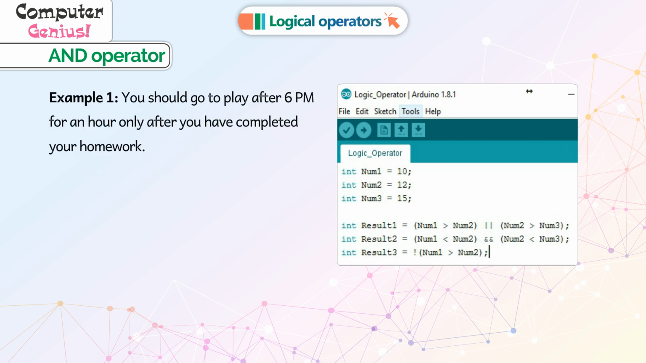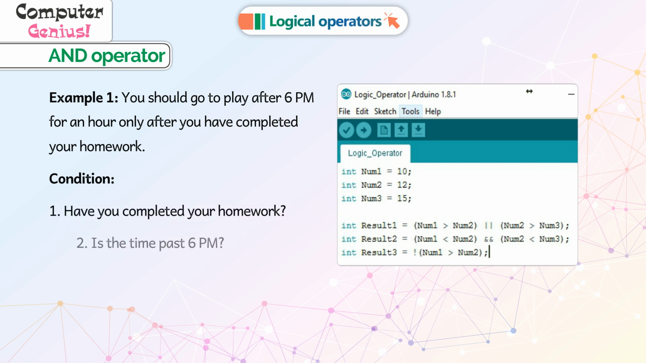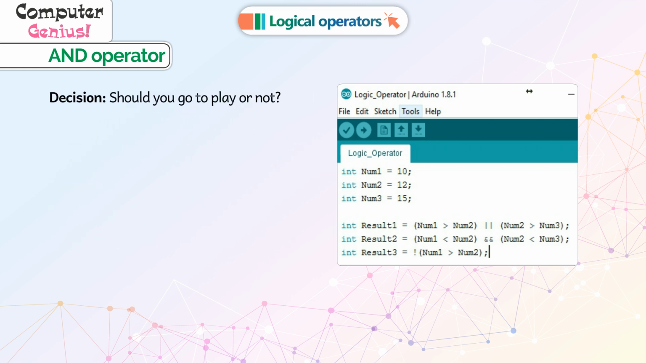Example 1. You should go to play after 6 p.m. for an hour only after you have completed your homework. Condition 1. Have you completed your homework? Condition 2. Is the time past 6 p.m.? Decision. Should you go to play or not?